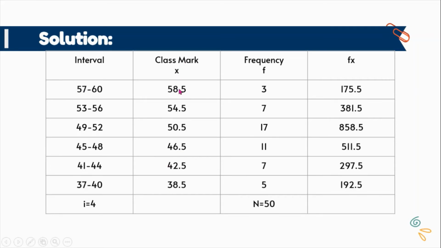So next is the class mark denoted by X. So how do we get the class mark? So here, that is just the upper limit plus the lower limit divided by 2, or just the midpoint of this upper limit 60 and lower limit 57. So that is 60 plus 57 divided by 2, that is 58.5.